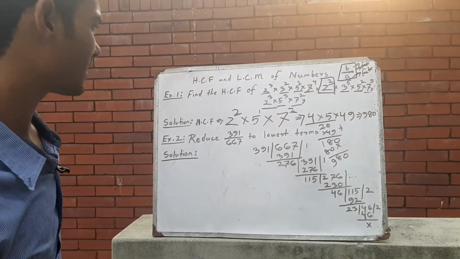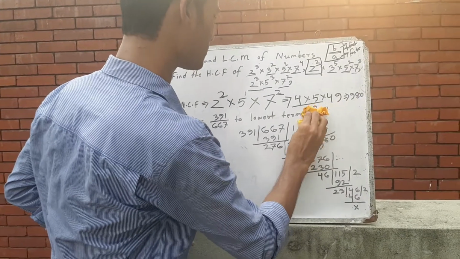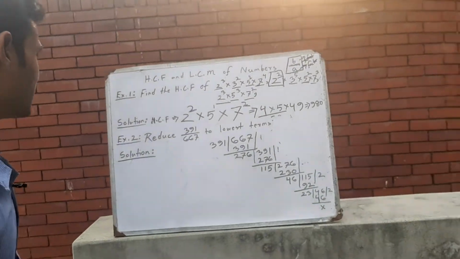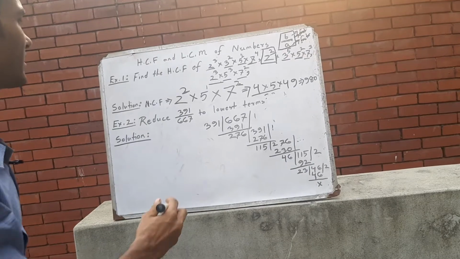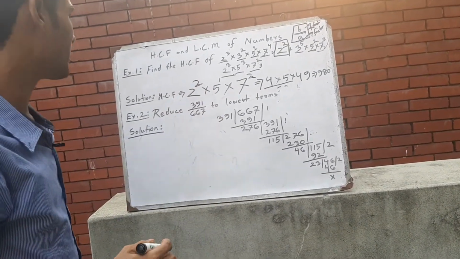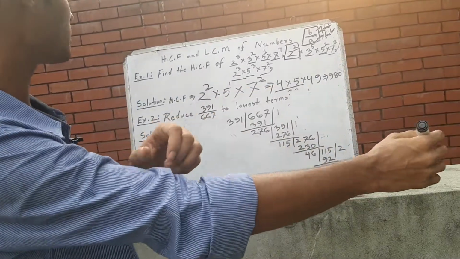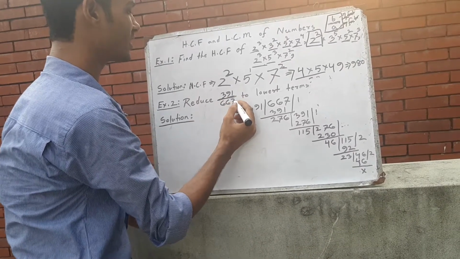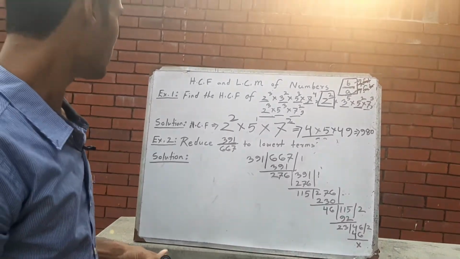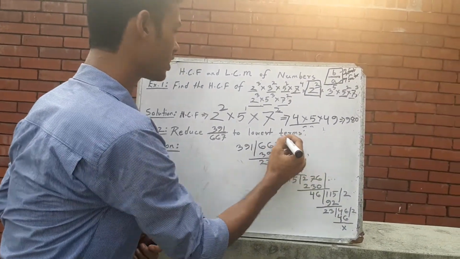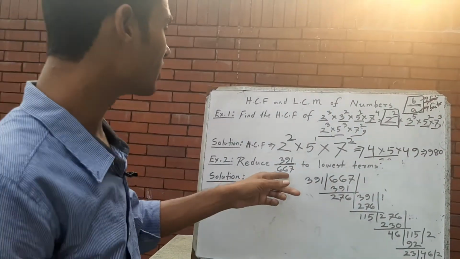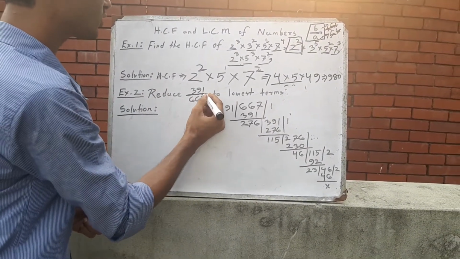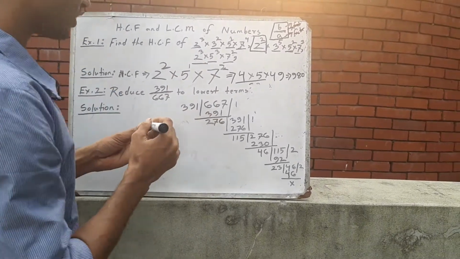Then go for the second question. Here we have a fraction, and we need to reduce the fraction to its lowest term. The numerator is 391, and the denominator is 667. To identify the lowest term of this fraction, we need to divide both the numerator and denominator by the H.C.F of the two numbers. So we have to identify the H.C.F.